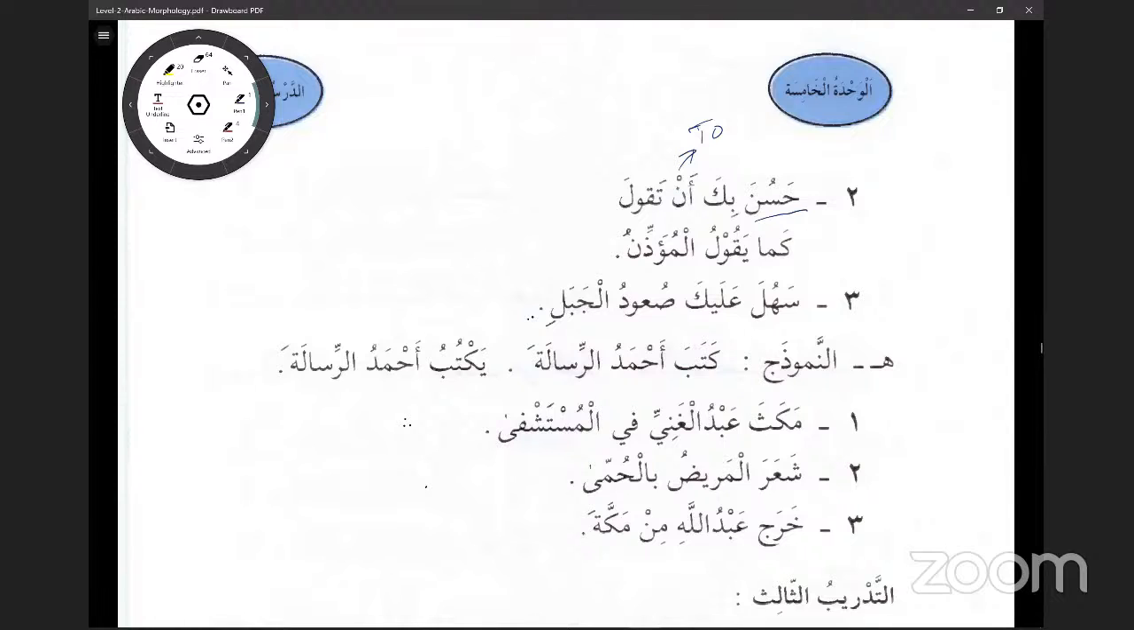Excellent. So we have hasuna, and then the mudari' is? Yahsunu. It comes from karuma yakrumu. That's the verb, and fa'ula yaf'ulu is the wazn. Jazakallah khair. آمين يا أخي الكريم.